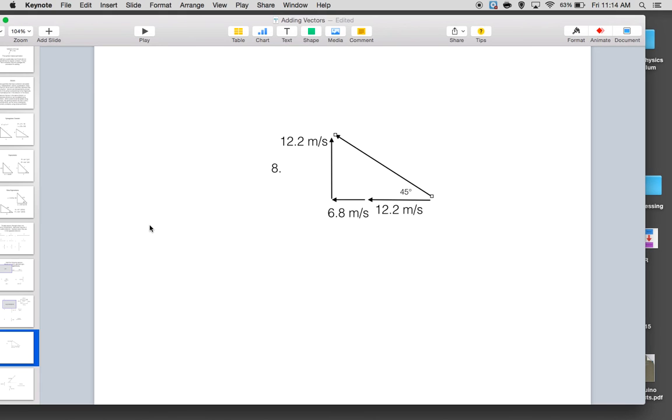And I would use the same methods I used before to add these vectors together and use Pythagorean Theorem to find the length of the hypotenuse. And that's not necessarily going to be 45 degrees. You would need to recalculate that as well.